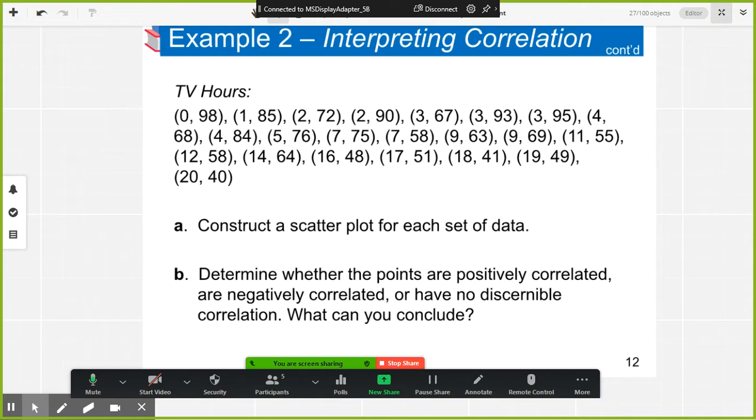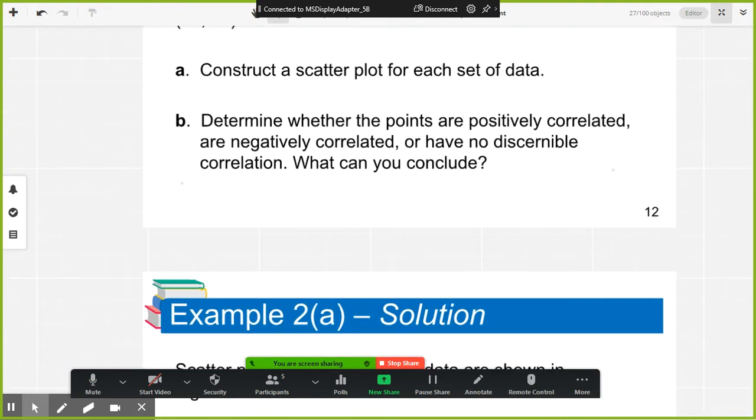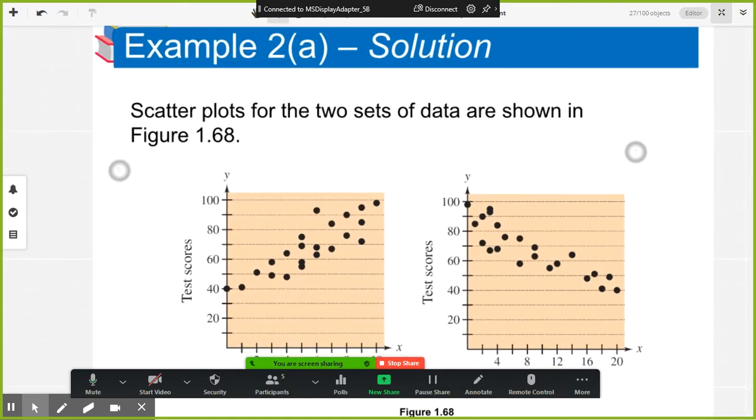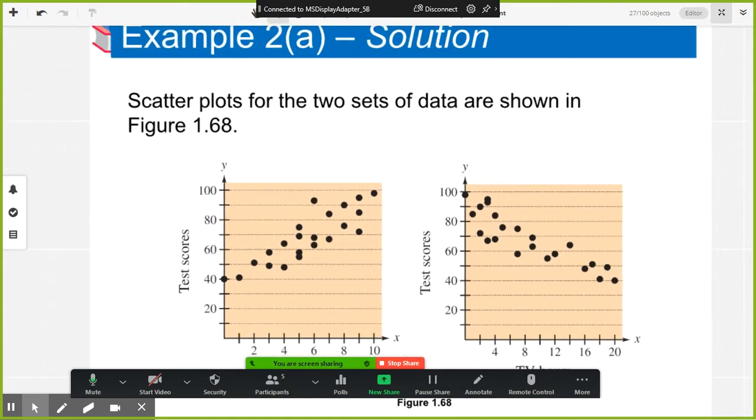All right. Construct a scatter plot for each set of data and determine whether points are positively correlated or negatively correlated or have no discernible correlation. What can you conclude? So we're not going to actually draw this out. I feel confident that everybody can plot points on a graph.